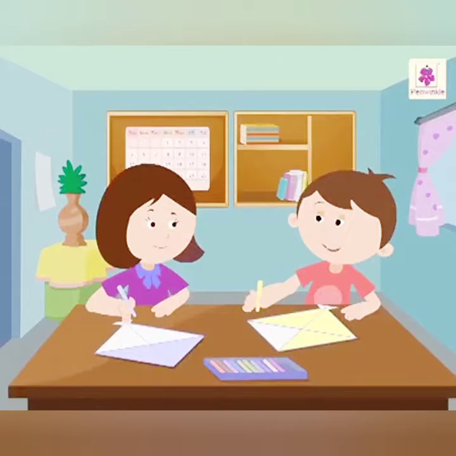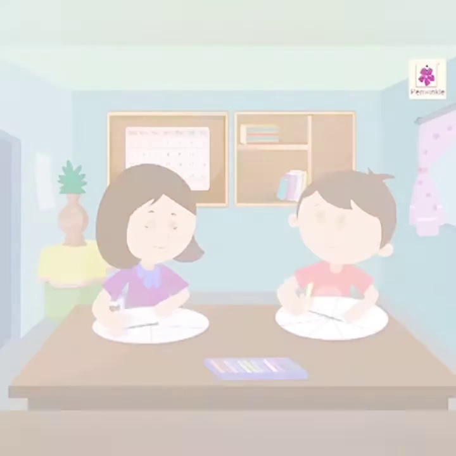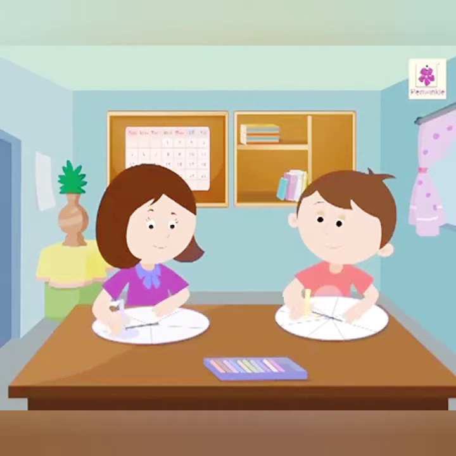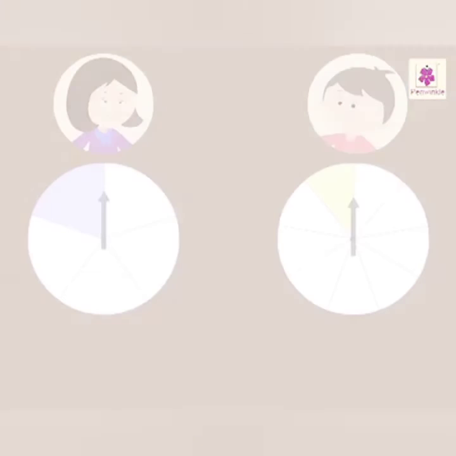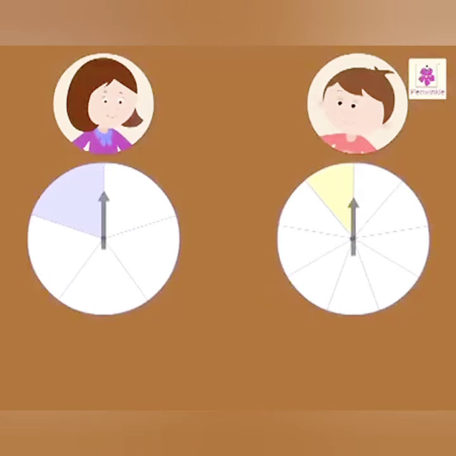Andy wins this round as he colored more than Anaya. Next round is of coloring the spinners. Anaya painted 1/5 of the spinner and Andy painted 1/9 of the spinner. Let us find out who colored more of a spinner.